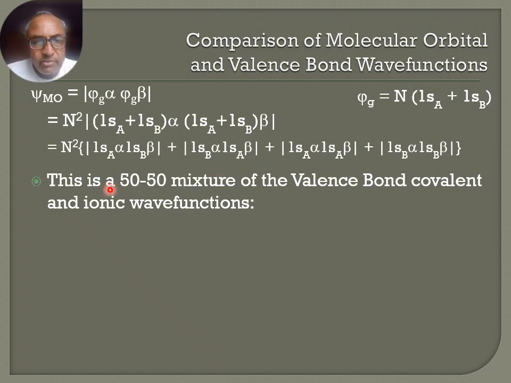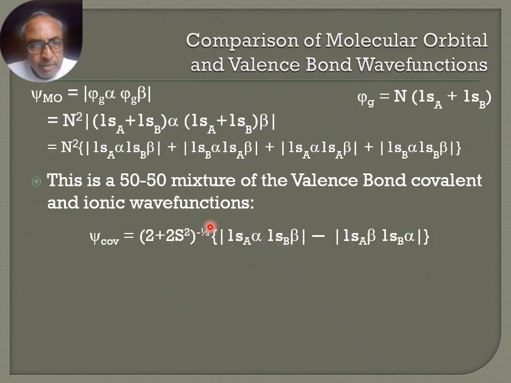We see that this is a 50-50 mixture of the valence bond covalent and ionic wave functions. We have already seen the valence bond covalent wave function, which is the normalization constant times the determinant 1sA alpha 1sB beta, minus the determinant 1sA beta 1sB alpha. The first determinant corresponds to the alpha electron on atom A and the beta electron on atom B. The second determinant corresponds to the beta electron on atom A and the alpha electron on atom B. These are covalent wave functions.